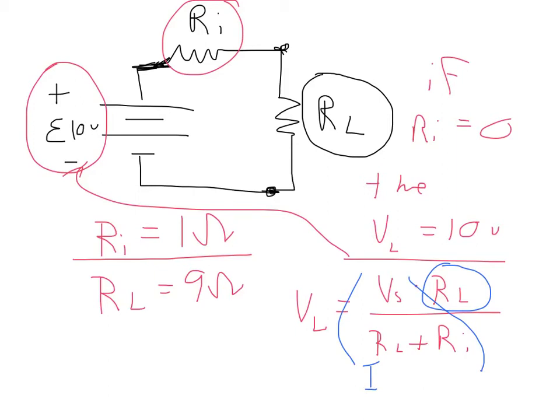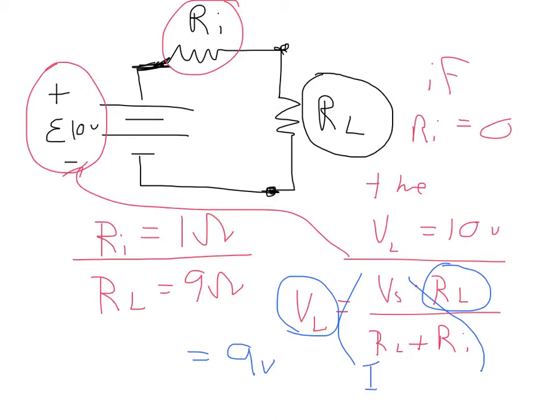But I don't actually have to calculate the I now. I can just plug in V source divided by the load resistor plus the internal resistor, multiply that by the load resistor, and get the voltage across the load. So now we're going to see that the voltage, instead of being 10 volts, is 9 volts because of the internal resistance here, taking one of the volts from the load resistor.